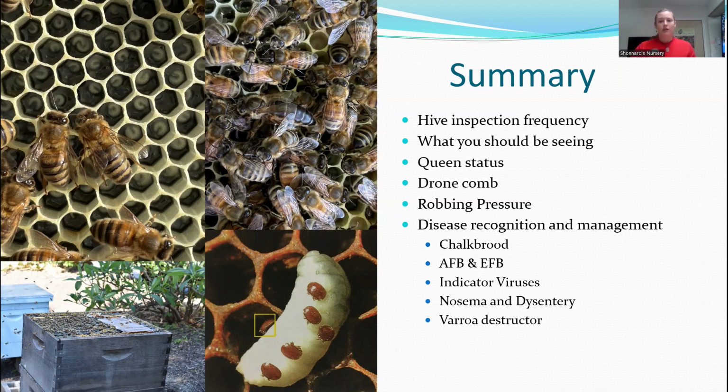And the big chunk of this class is going to be disease recognition and management of those diseases, focusing on chalkbrood, American and European foulbrood, indicator viruses that will let you know that there's something wrong in the colony, nosema, dysentery, which are very similar just visually, and we're finally going over Varroa destructor, which everyone should be familiar with at this point, but we're going to dive a little bit deeper into how to test for this and how to treat for this and when to treat for it.